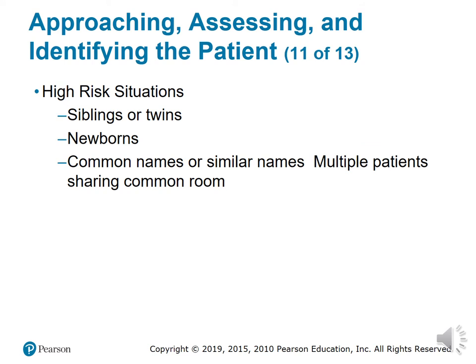High-risk situations: siblings, twins, newborns, common names or similar names, multiple patients sharing a common room. And we talked about these things in some of our previous lectures. You guys can go back and check those out. I brought this up, why it's important to identify the patient properly, because people do have twins and people have common names, and we're in a hospital, so of course people are going to share rooms. That's why you don't want to just use the room number and things of that nature.